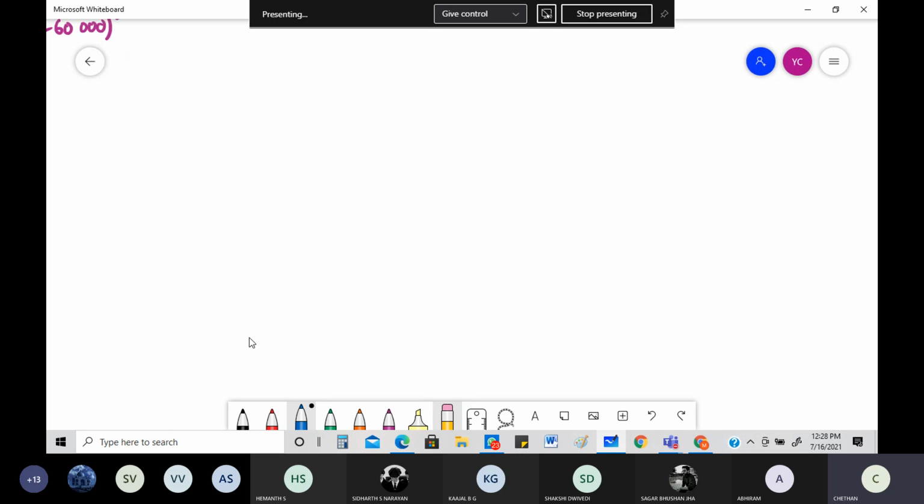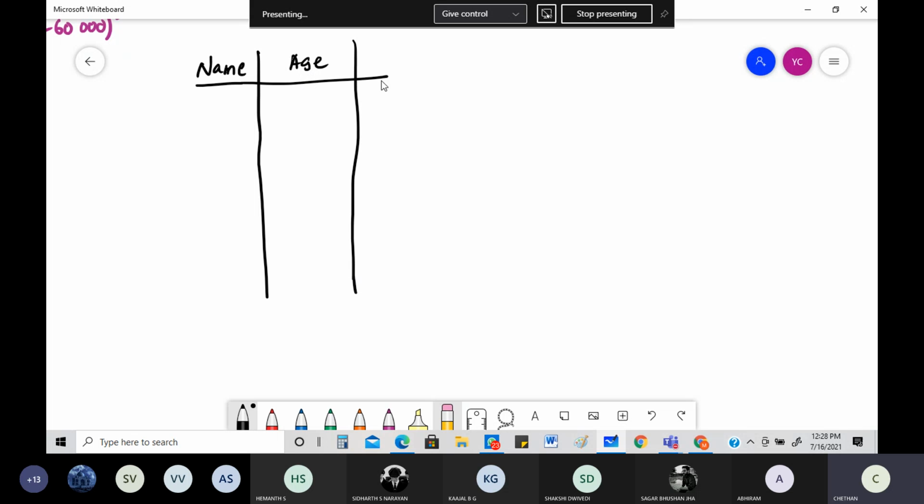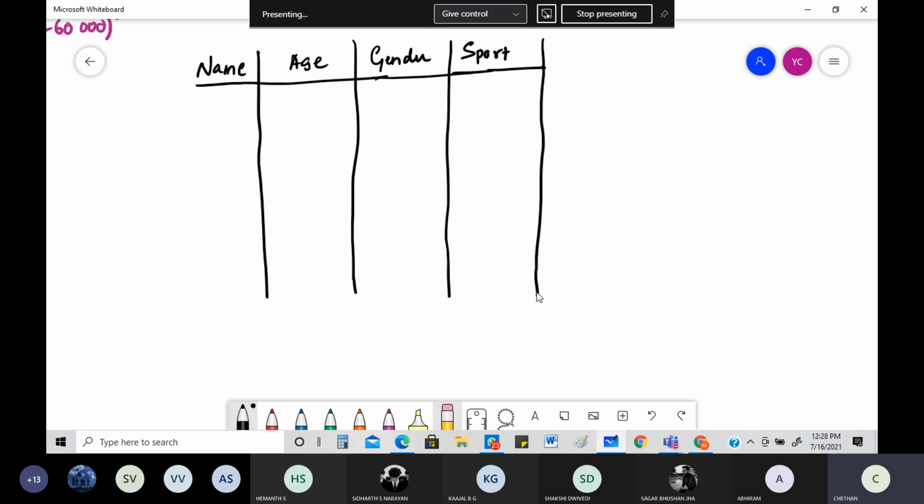Now what's the next thing that you see here? I need to figure out my, again, I told you very clearly that I'm going to write the name of a person. The name will be given to you. Then there will be one more attribute given to you, which is your age. Then one more attribute, which is your gender. Then the deciding attribute will be given to you: what sort of sport he or she will play.